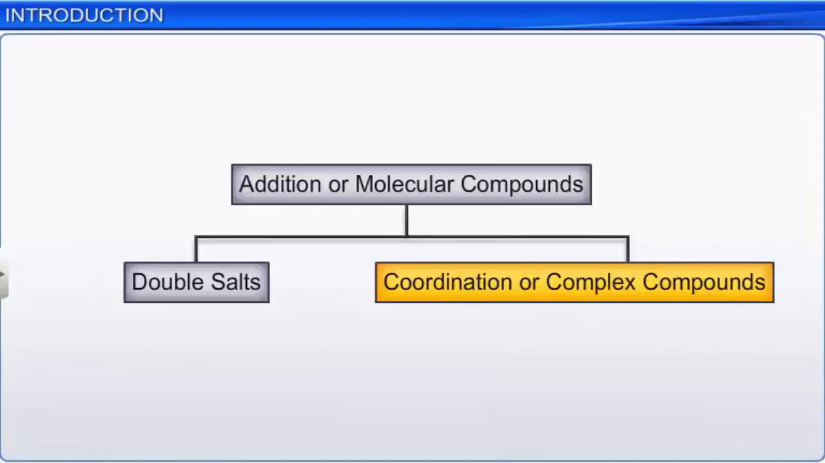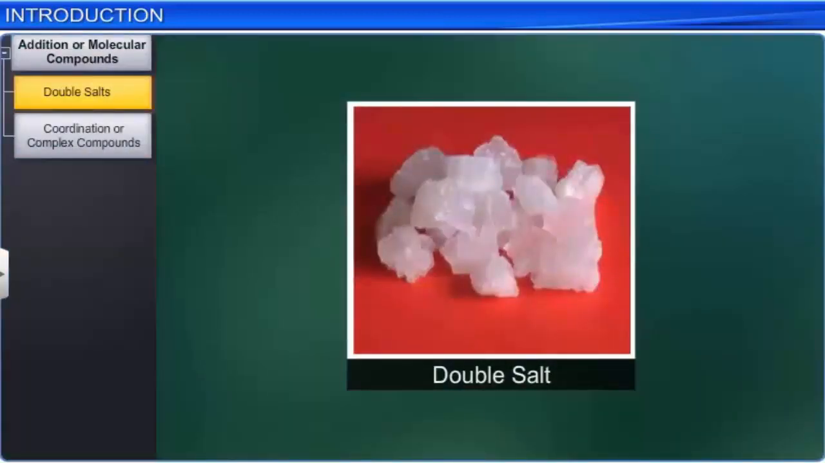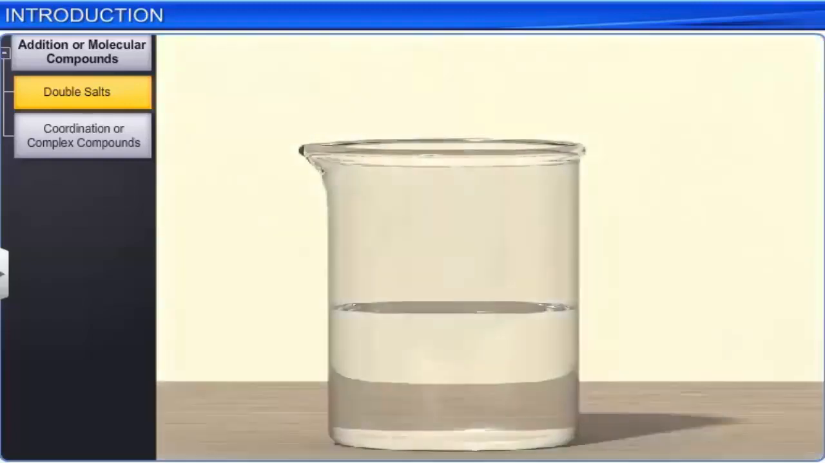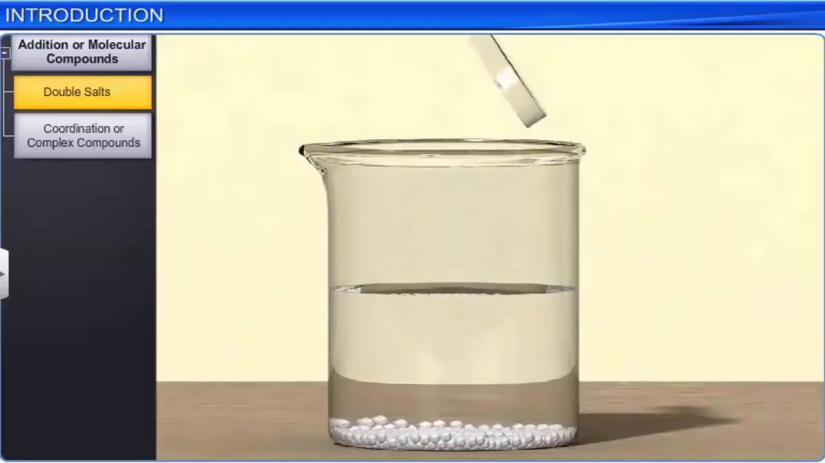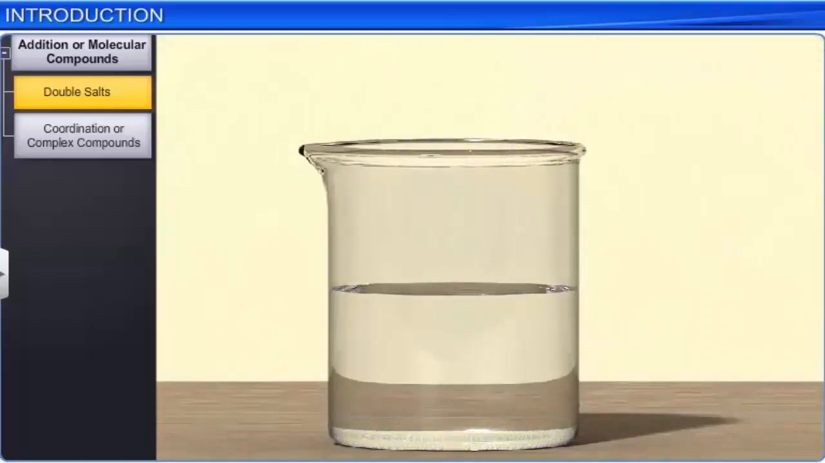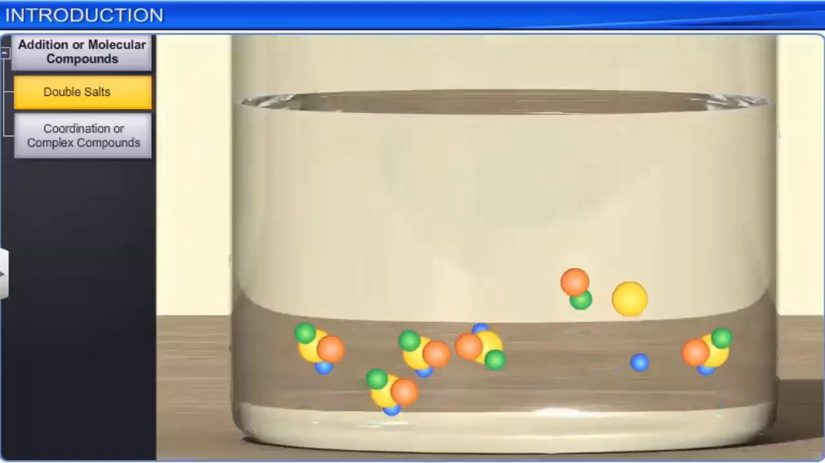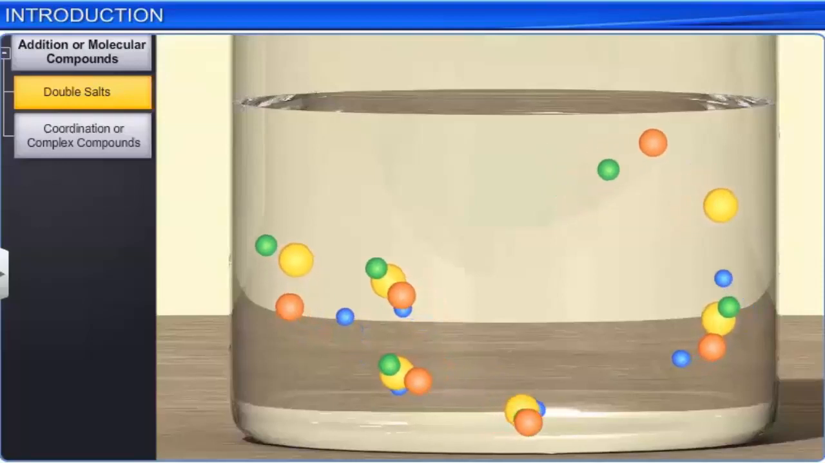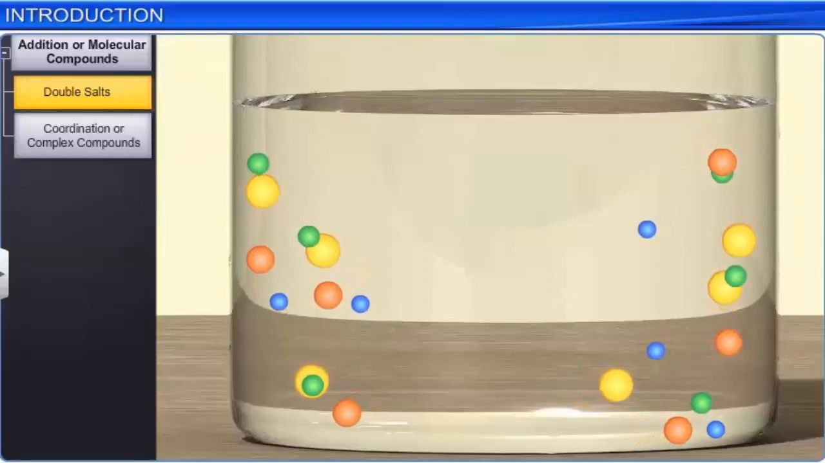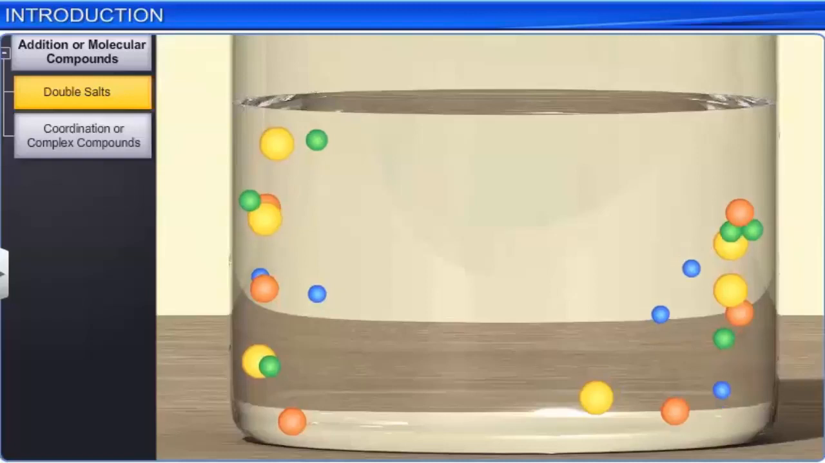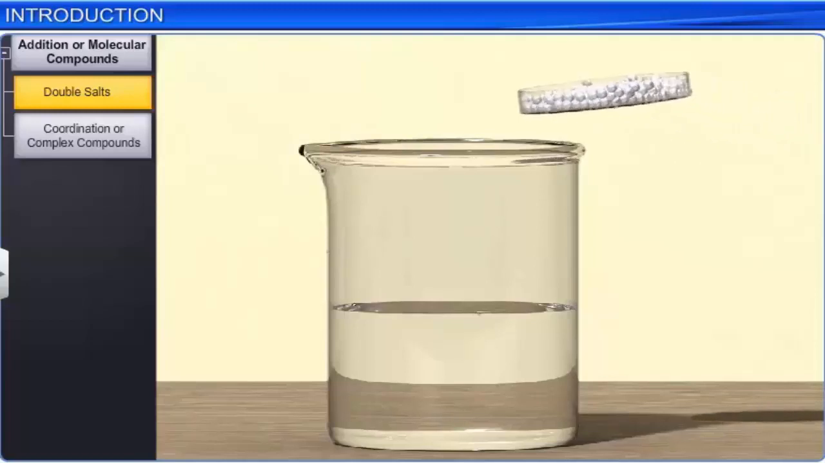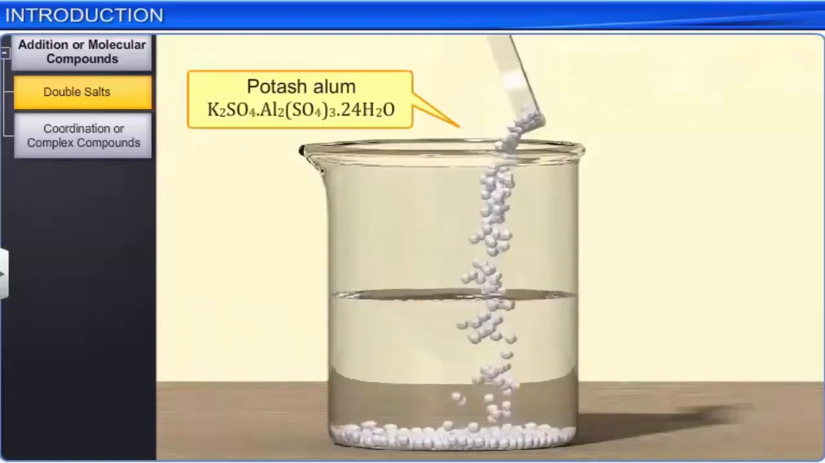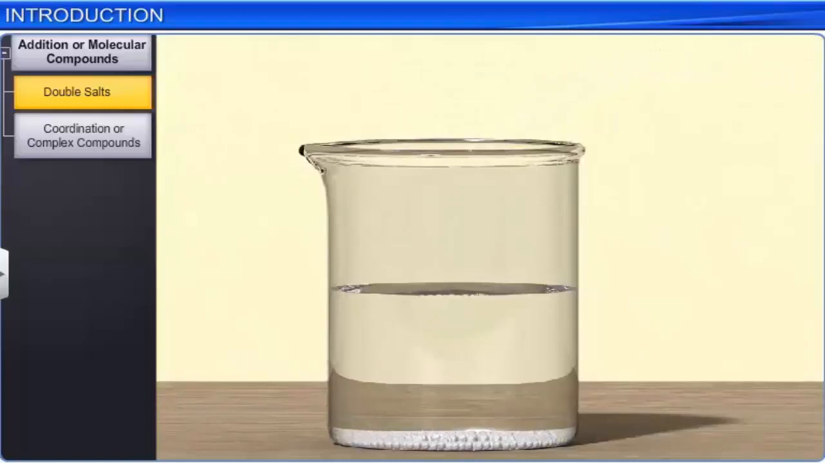Double salts are molecular compounds that are stable in the solid state but break down into individual constituents when dissolved in water. Note that the individual properties of the constituents are not lost in these compounds. For example, an aqueous solution of potash alum will give the tests for K+, Al+3 and SO4-2 ions.